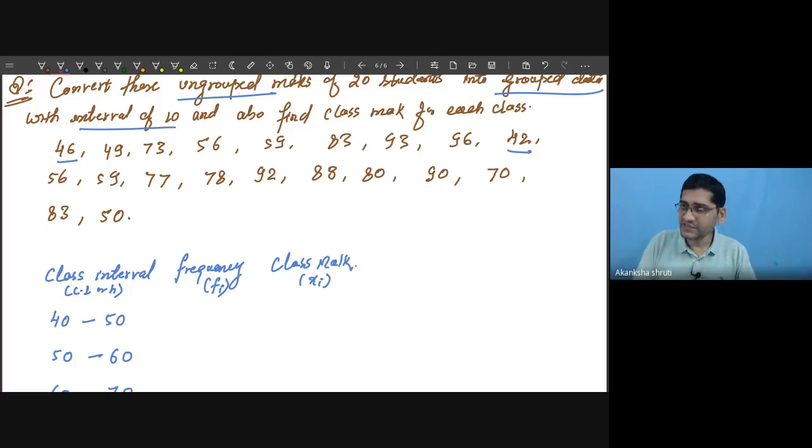So for writing this, in class 9th we were using tally marks to avoid errors, but here we have to keep in mind: 46 as 1, 49 second, then 42 as the third one. Only these three. So there are 3 students getting this. Okay, it is this.